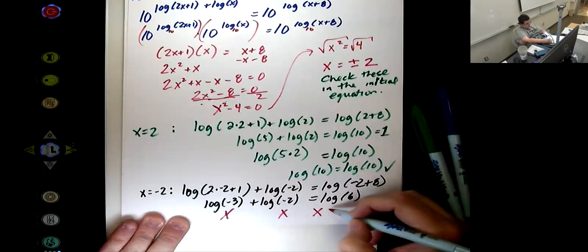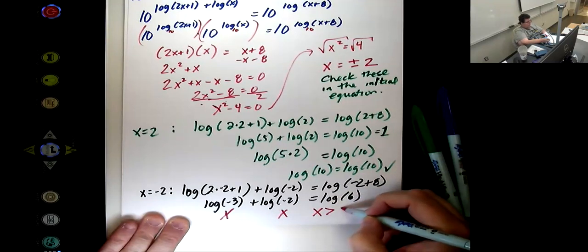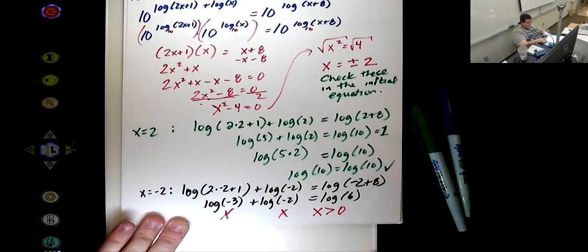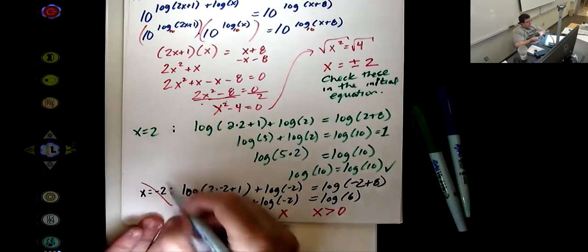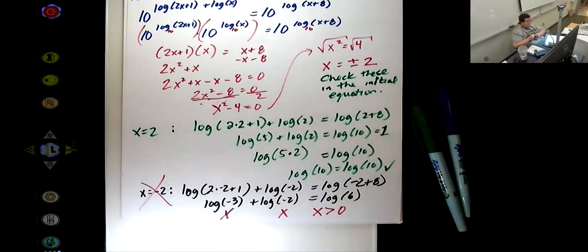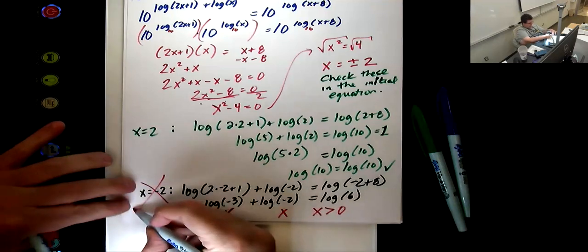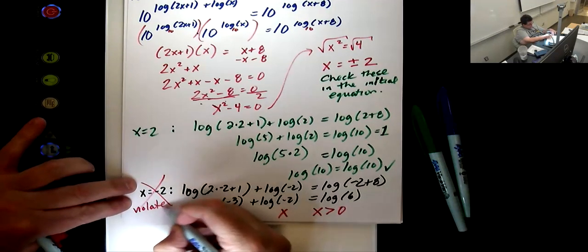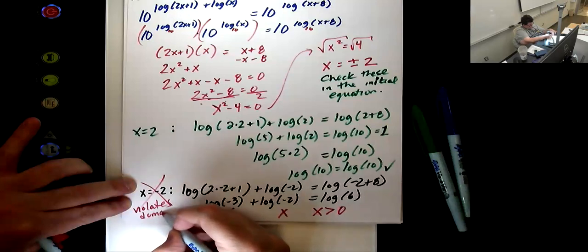The argument has to be greater than 0, and those are not greater than 0. So x cannot equal -2. This violates the domain of log.